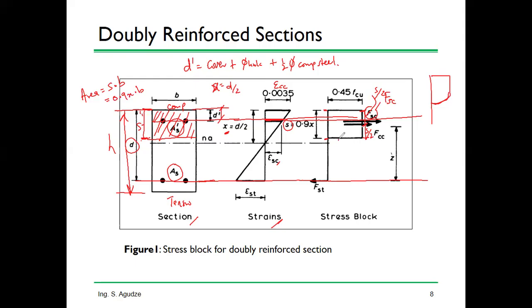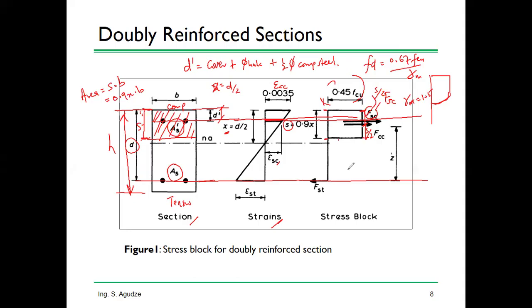Now, this is the stress block. So the stress here is the design concrete stress, which is 0.67 FCU over gamma M. And we know gamma M is equal to 1.5, right? So when we put this in, we get approximately 0.45 FCU.